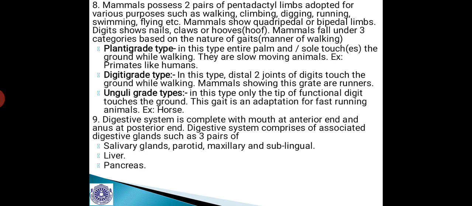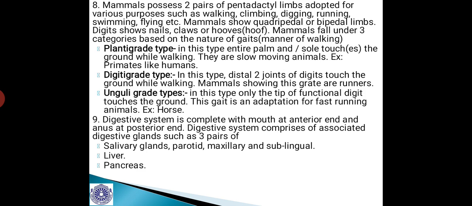Plantigrade type. In this type, entire palm and sole touches the ground while walking. And they are slow moving animals. Example, primates like humans. So the movement of humans is said to be plantigrade type, wherein we touch the entire surface of the sole or the hind limb to the ground level, hence it is said to be plantigrade.